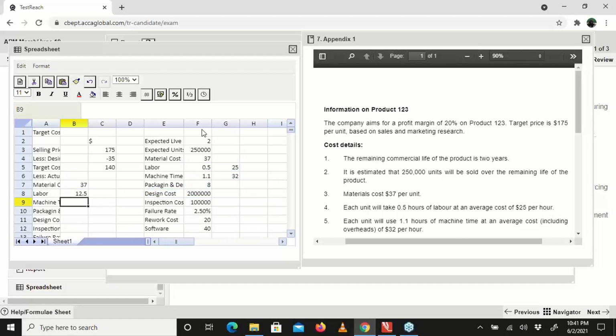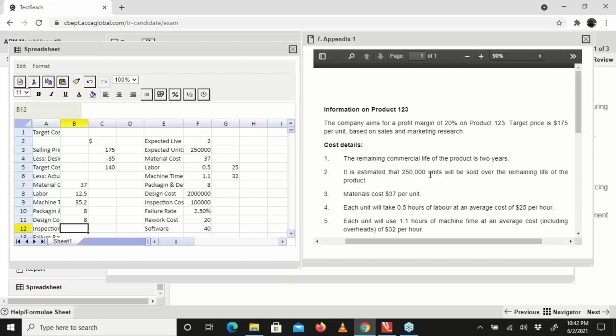The machine time is going to be this into this. The packaging and designing cost is going to be 8. There's this design cost which is expected to be 2 million in total. So what we could do is divide it by the expected number of units, so it turns out to be 8. There's this inspection cost which is 100,000.